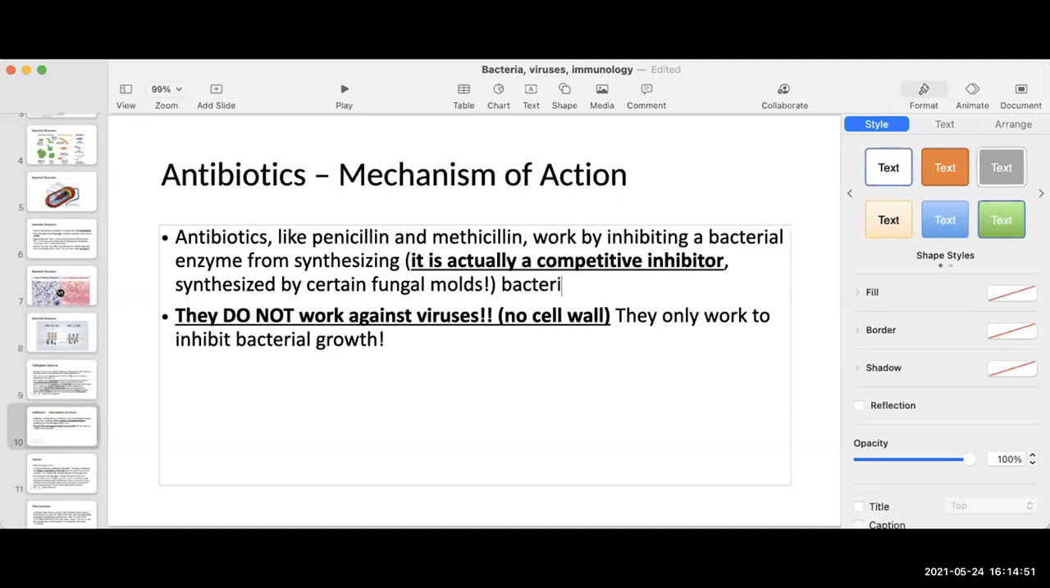for the cell wall. So who remembers what the cell wall is made of in bacteria?